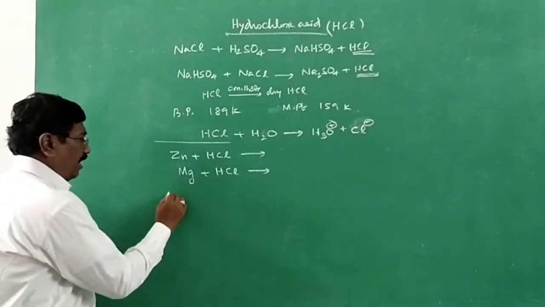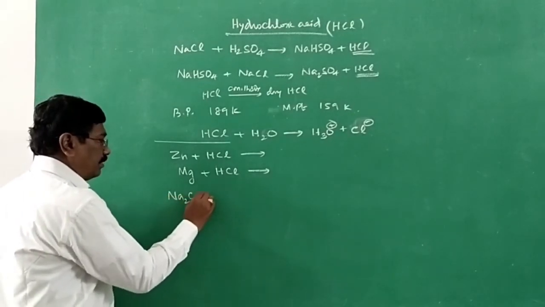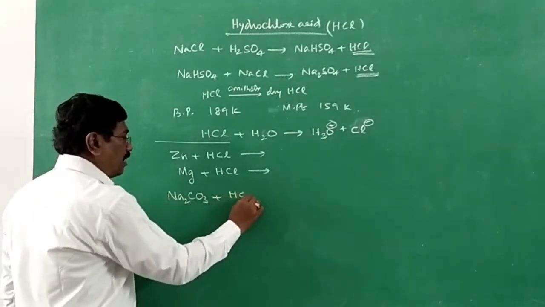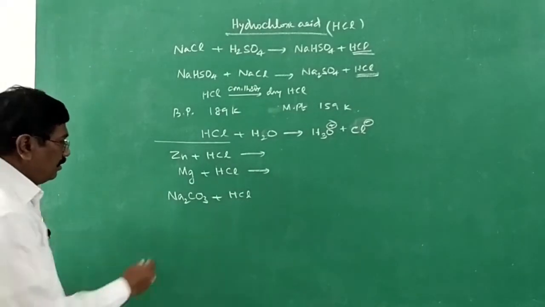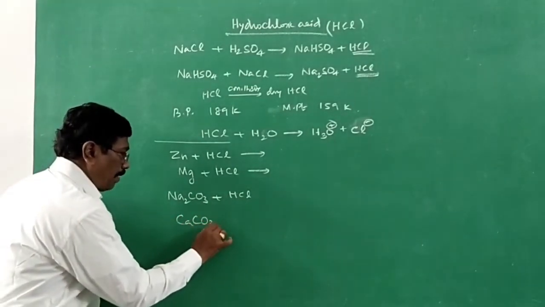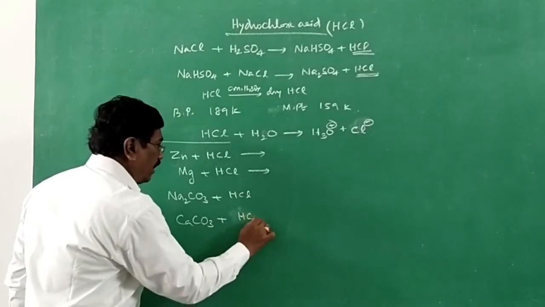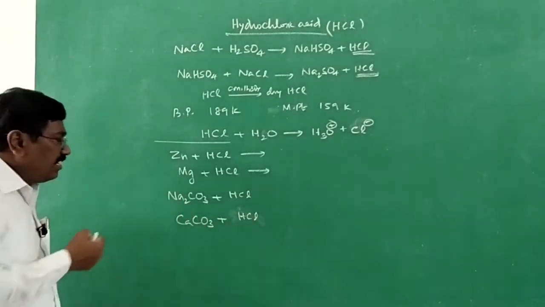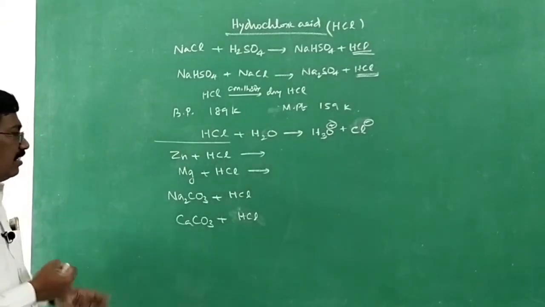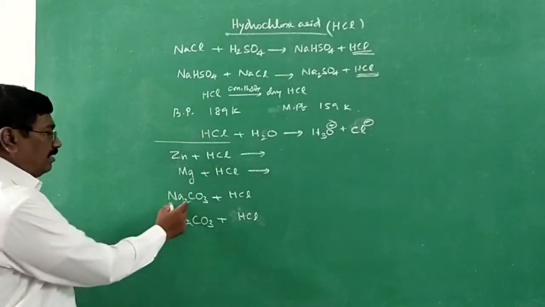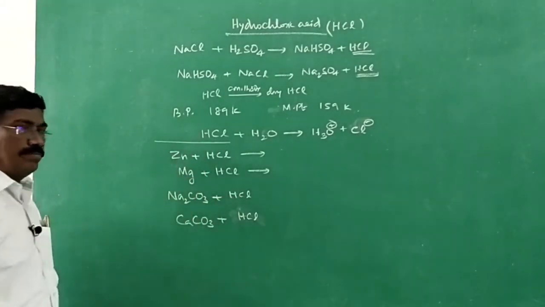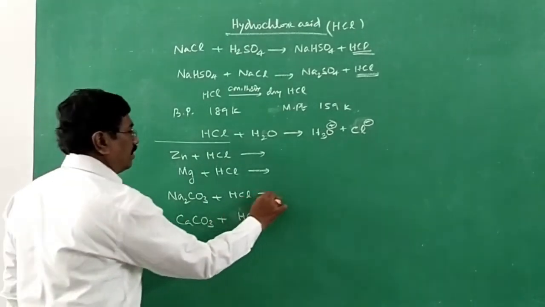With carbonates like sodium carbonate, calcium carbonate, magnesium carbonate, like CaCO3, it liberates carbon dioxide and water. Whenever an acid is added to carbonate salts, carbon dioxide gas will be liberated, along with the metal chloride and water. This is the usual reaction. That also you can write yourself.